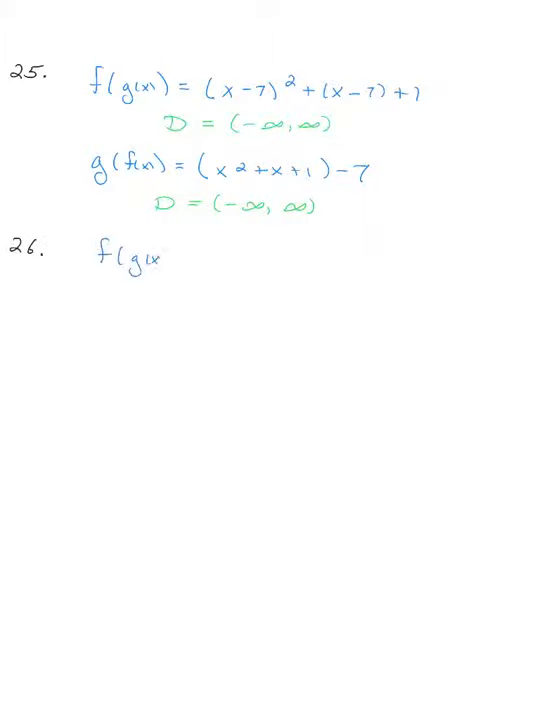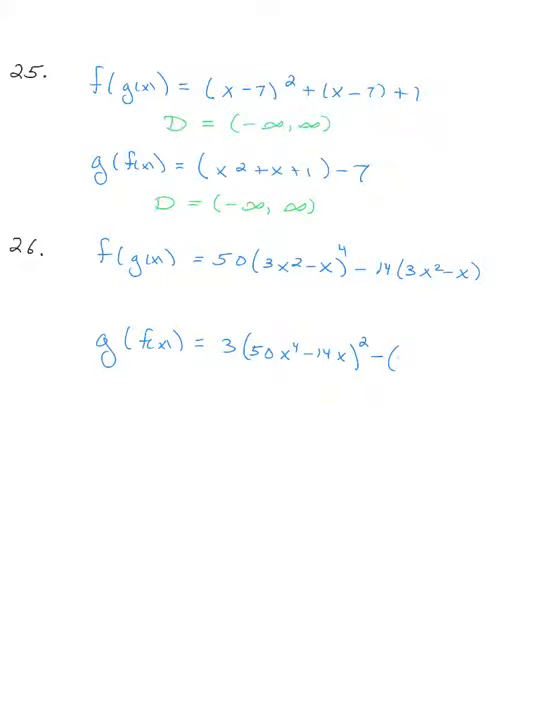Starting with f composed with g of x. All right, so here it's going to be 50 times (3x squared minus x) to the fourth minus 14 times (3x squared minus x). And for g of f of x, this will be 50x to the fourth minus 14x squared minus (50x to the fourth minus 14x). And as in the previous problem, the domain is going to be all real numbers for each of these functions.